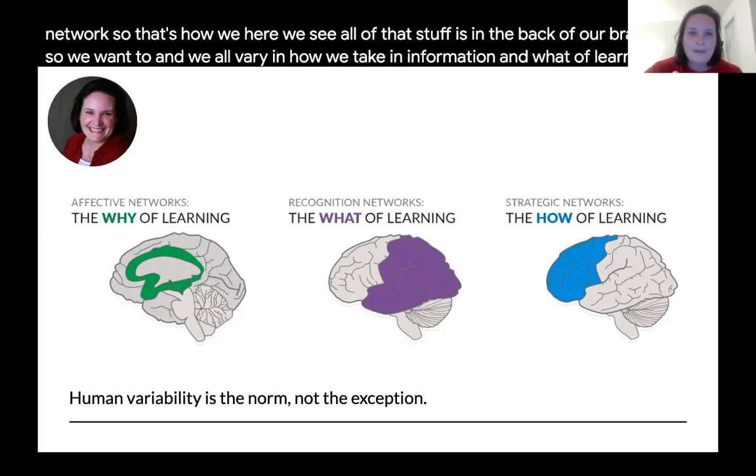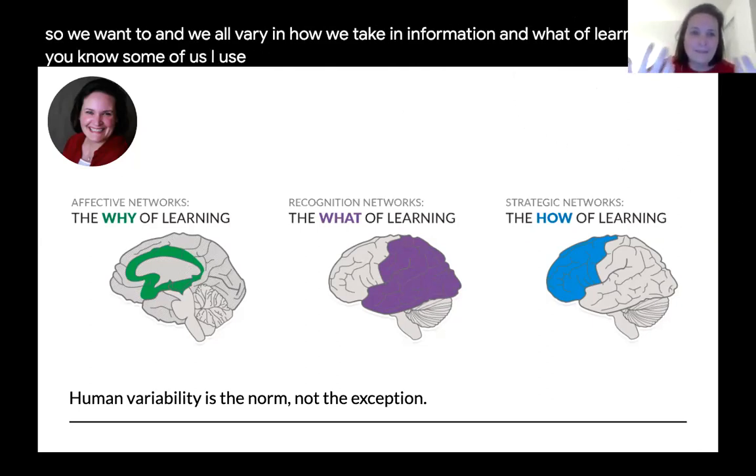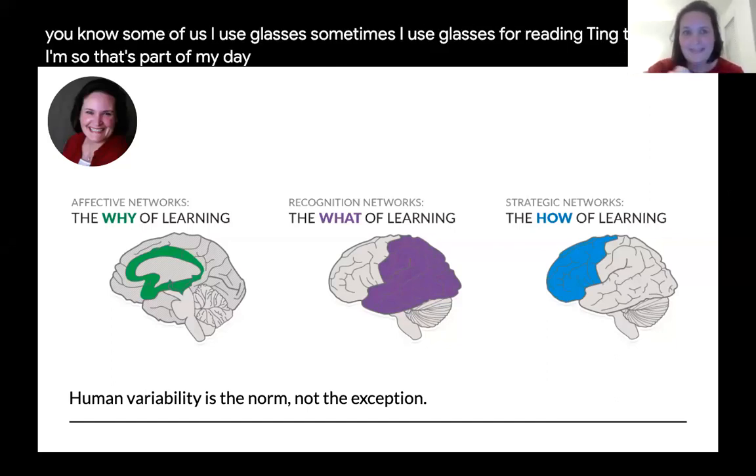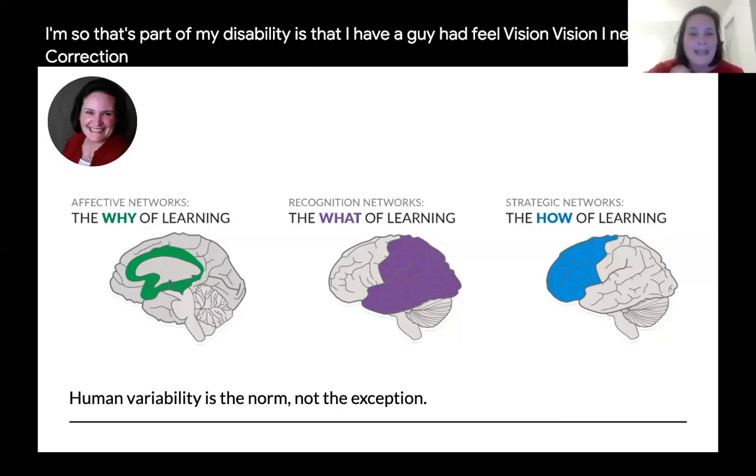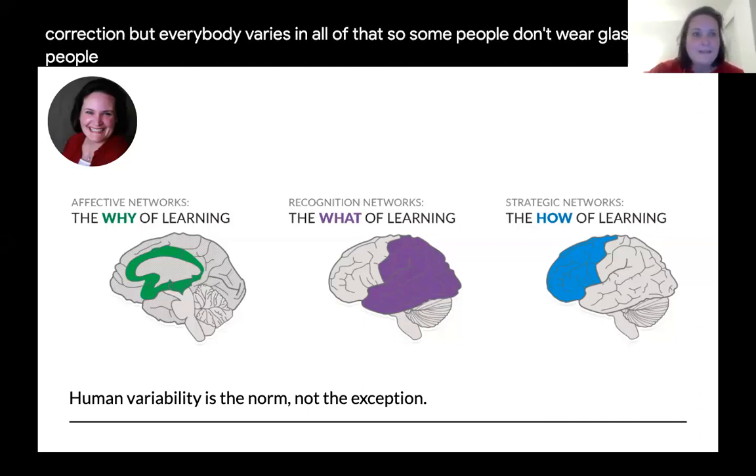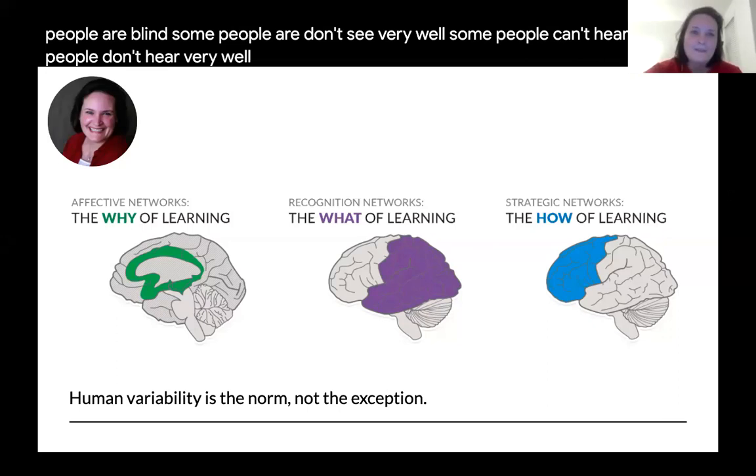Some of us, I use glasses for reading. So that's part of my disability, that I have some vision need for correction. But everybody varies in all of that. Some people don't wear glasses, some people are blind, some people don't see very well. Some people can't hear, some people don't hear very well. So all of that information, when we're taking it in, we vary in how we do that.